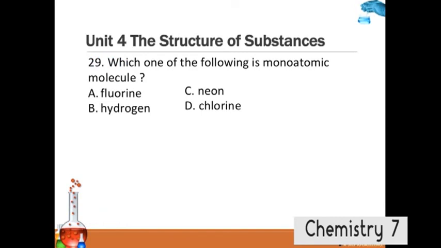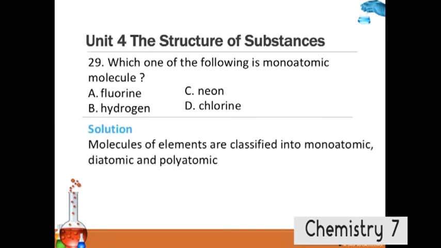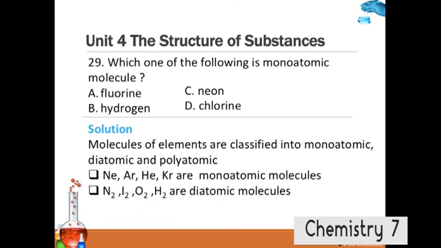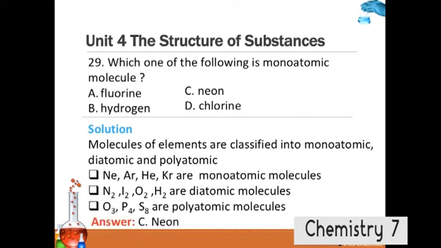Which one of the following is a monatomic molecule? Fluorine, hydrogen, neon, or chlorine? Molecules of elements are classified into monatomic, diatomic, and polyatomic. Neon, argon, helium, and krypton are monoatomic molecules. Nitrogen, iodine, oxygen, and hydrogen are diatomic molecules. Ozone, phosphorus, and sulfur are polyatomic molecules. The answer is C, neon.